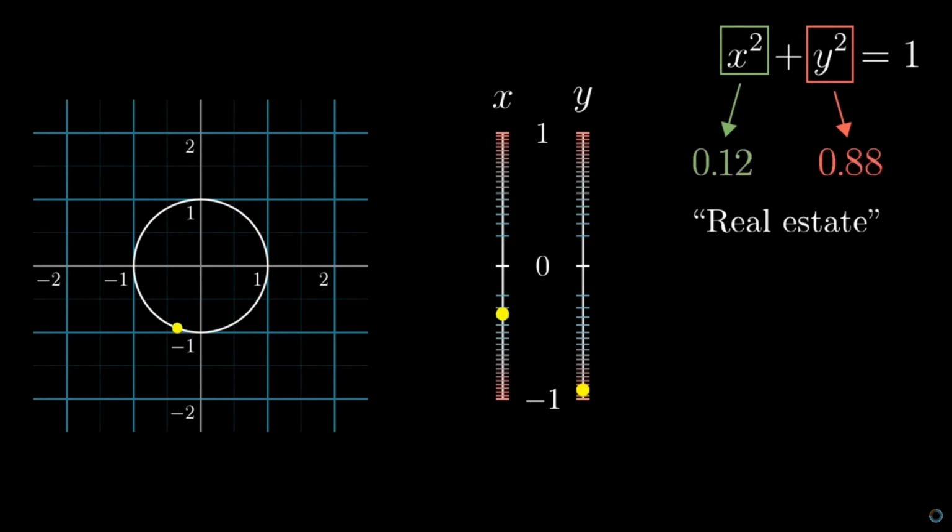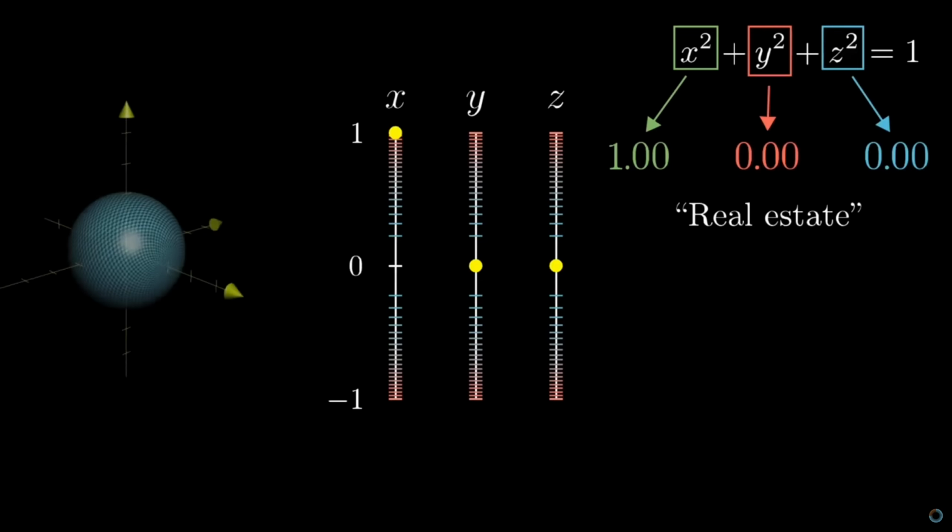Also, a nice side effect of the term real estate is that it aligns naturally with the fact that it comes in units of distance squared. So the square root of the total real estate among all coordinates gives us the distance from the origin. For a unit sphere in 3 dimensions, the set of all triplets xyz where the sum of their squares is 1, all we have to do is add a third slider for z. But these 3 sliders still only have the 1 unit of real estate to share between them.